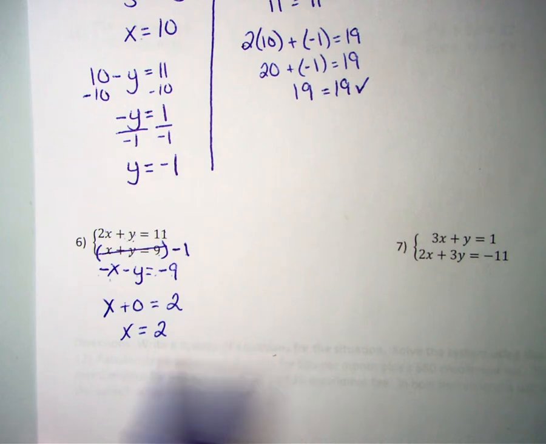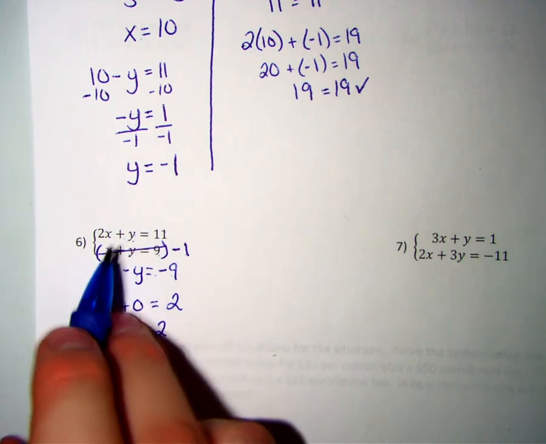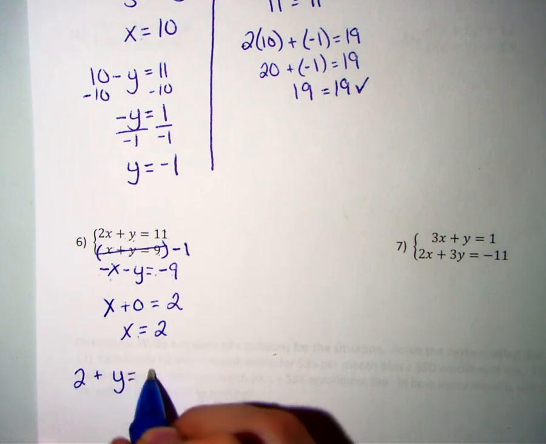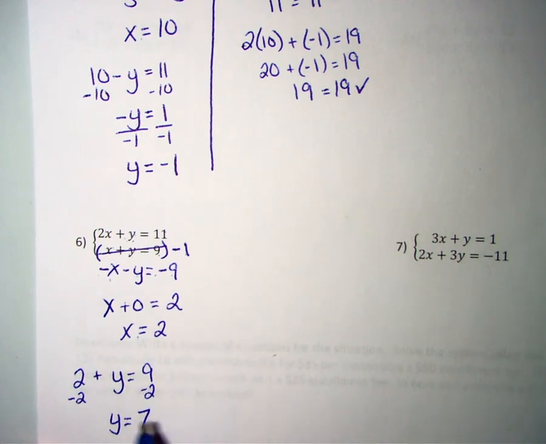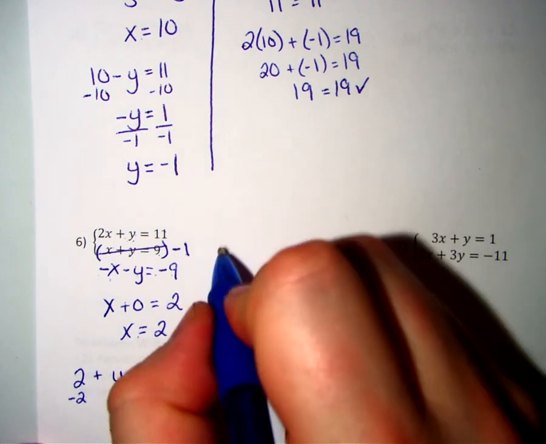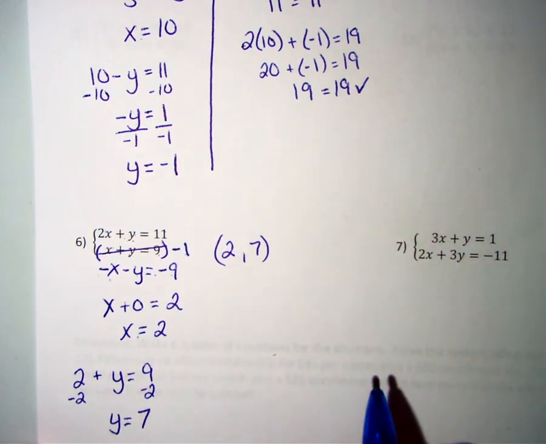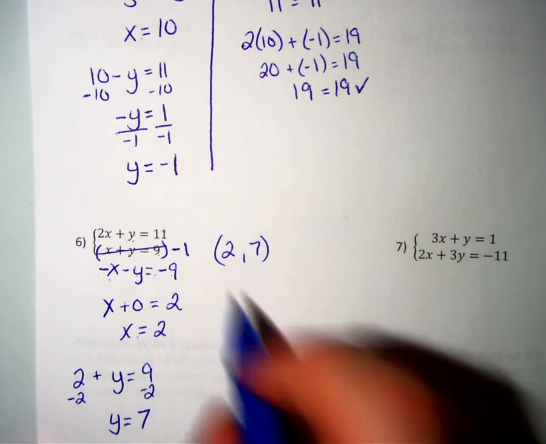Well, now is where we can plug our x value back into one of these equations, and I'm going to use the one that we crossed out because it's simpler. x, which is 2, plus y equals 9. So I subtract 2 from both sides. y equals 7. So our ordered pair is going to be (2, 7). That's where these two equations will intersect, and we want to check our solutions.